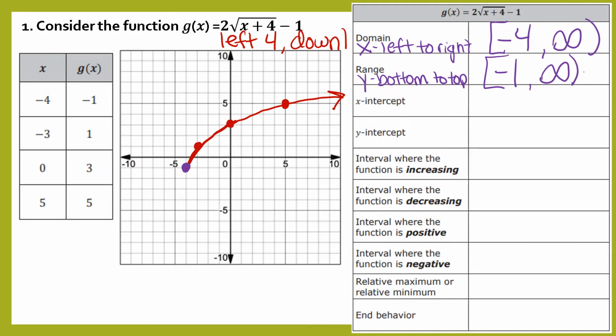All right, so x-intercept and our y-intercept. The x-intercept is where the graph crosses the x-axis. What's the y value at our x-intercept? Is it 3? In general, it's 0. So it's always like (x, 0). It's what's the x value when y is 0. And then it's the opposite for the y-intercept. What's the y value when x is 0?